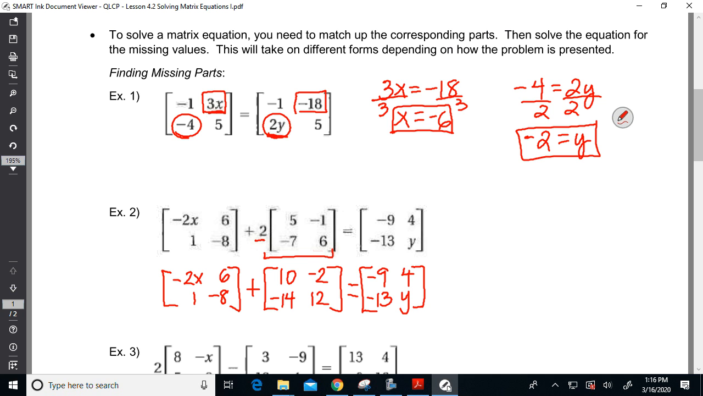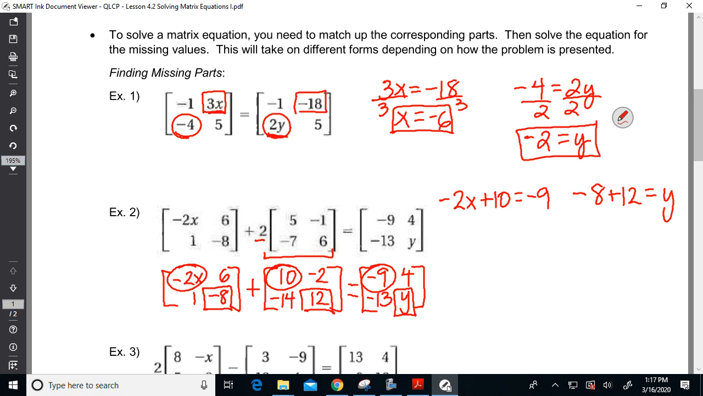Now, once you've done that, you go back to the original protocol, which is matching up all the parts. So negative 2x, top left-hand corner, matches up with the 10 and the negative 9. Negative 2x plus 10 equals negative 9. The y is in the bottom right, so bottom right, bottom right. Negative 8 plus 12 equals y. And then we just go about solving it out.